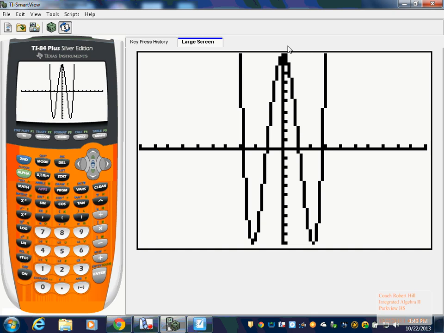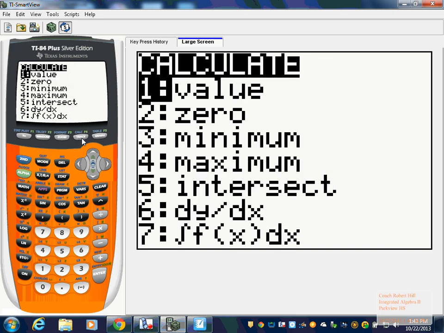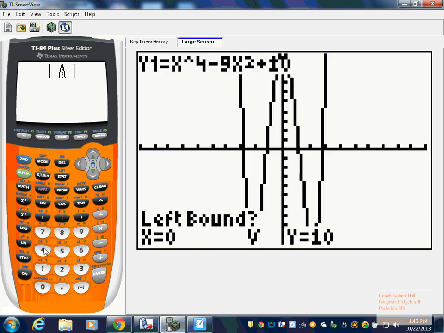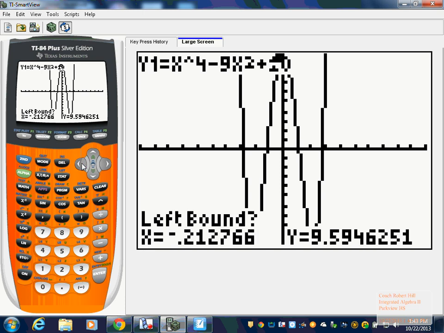To do that, guys, you don't need to watch in the back. Like this. Second, calculate. We are looking for the maximum. So punch the number 4, and it will find the maximum. Look, it says left bound. That means you need to take that little blinking spider right there and get to the left of that point. See that thing? You got to get it to the left of that maximum point.